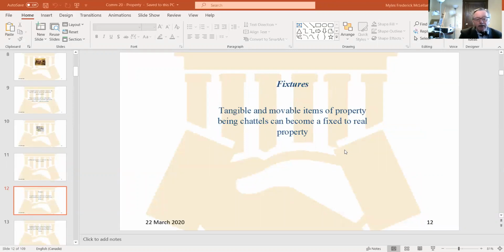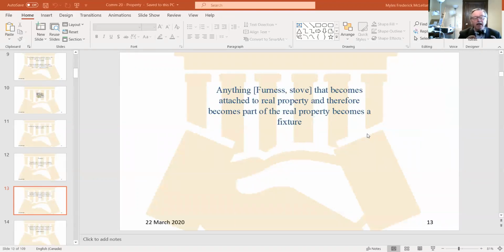Okay, so back to this thing called fixtures. Fixtures are basically tangible and movable property, right? So at this point, it's personal property, but what in fact differentiates it from personal property is that it's affixed to real property. All right, so fixtures, just like it sounds, fixtures are personal property that are fixed to real estate. And as a function of being fixed to real estate, they actually become part of the real estate. So they lose their classification of being a tangible piece of personal property.